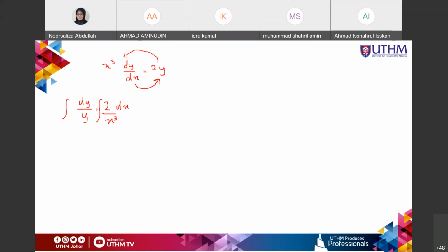Lagi senang kan? So you integrate 1 over y dy, and then you integrate 2 over x kuasa 3 dx. So integrate 1 over y, what did you get? Apa awak dapat? Ln y. Ln y plus c1, equals to, you integrate 2 over x kuasa 3, ataupun 2x kuasa negatif 3 dx.